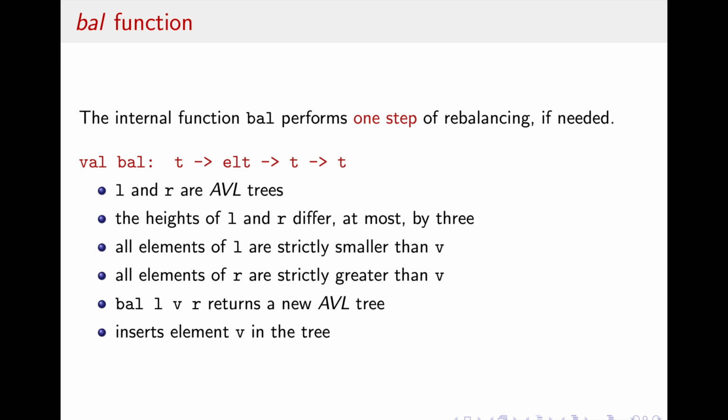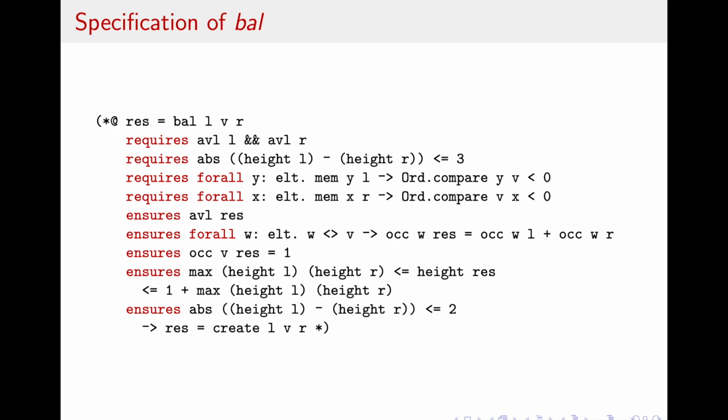We'll now show the specification of this function, written in a Gospel comment. And, as you can see, it is not much different than the affirmations made in the slide before. Here, we introduce 4 preconditions using the requires keyword, where we say that L and R must be AVL trees, where their height must differ by no more than 3, that all the elements of L must be strictly smaller than V, and all the elements of R must be strictly greater than V. Given that, we introduce 5 postconditions using the ensures keyword, where we ensure that the resulting tree is an AVL tree, that all the elements present in L and R are also present in the resulting tree, and that V is also present in the same tree.